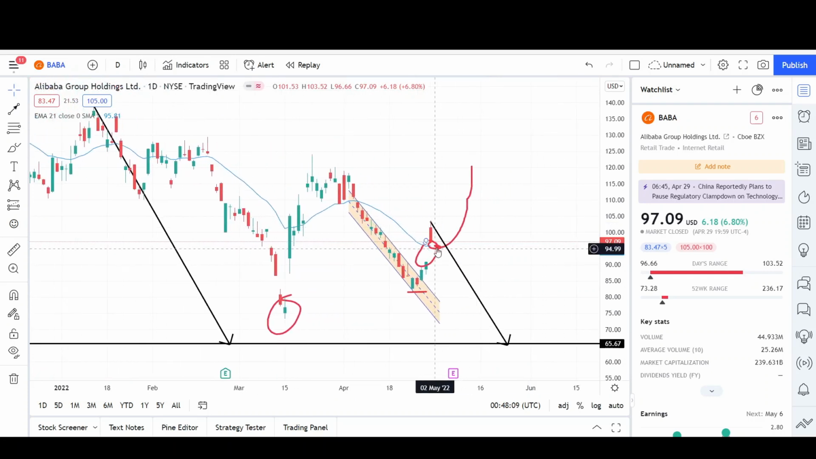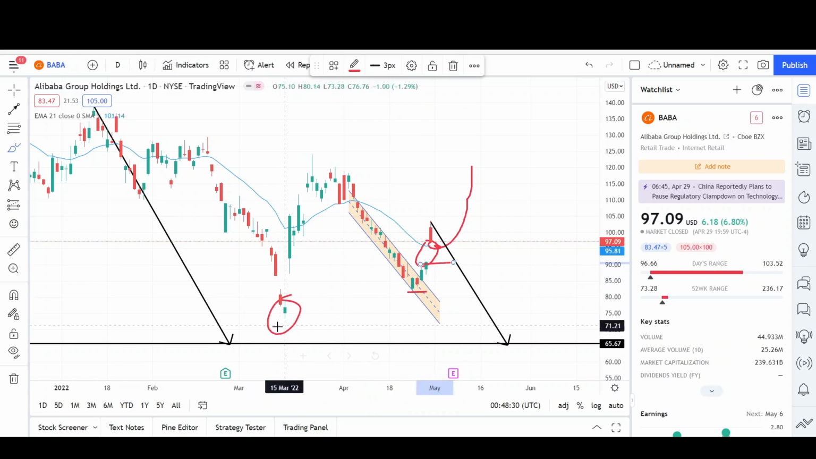So either we bounce from the EMA and continue higher, which is less likely. I don't think it's probable. I think what's more likely to happen is we start to fill in this gap that was created, pull back to the $91 level starting Monday, Tuesday, Wednesday, and possibly even go back down to the lows of this orange micro channel at the $80 level.